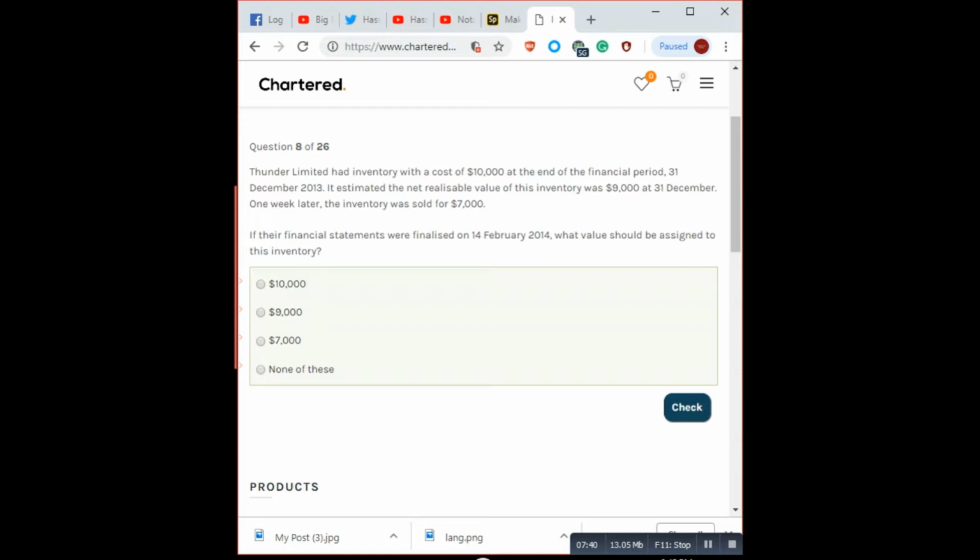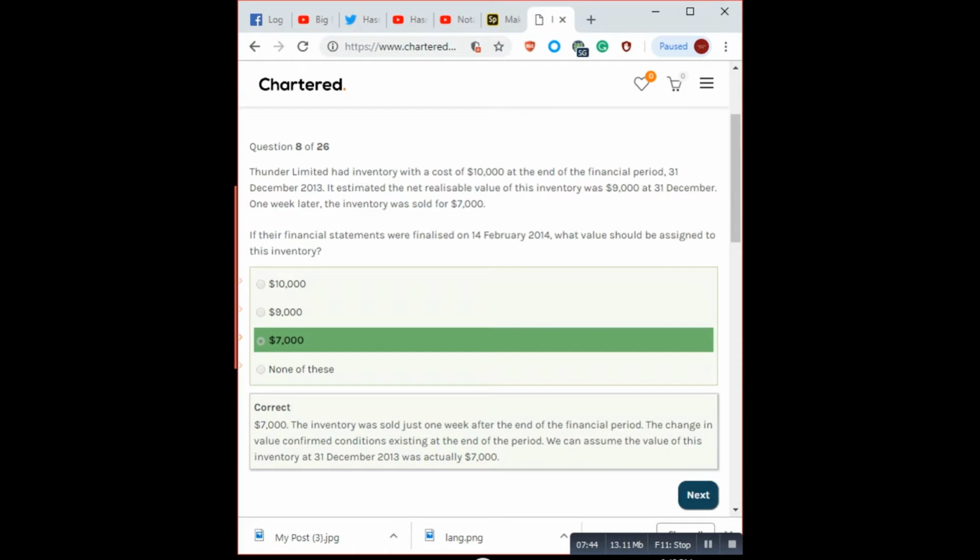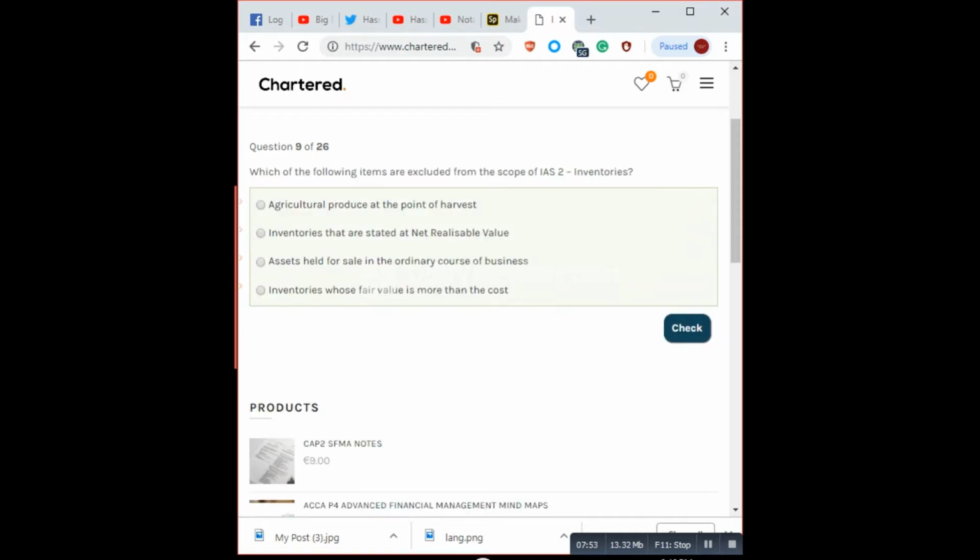As we have discussed, which of the following items are excluded from the scope of IAS 2 Inventories? Agriculture, covered under IAS 41. Which of the following costs are not included while computing the cost of purchase? The recoverable taxes are not included.